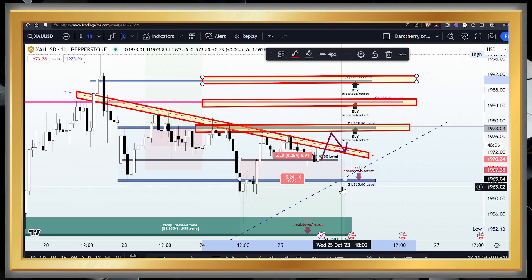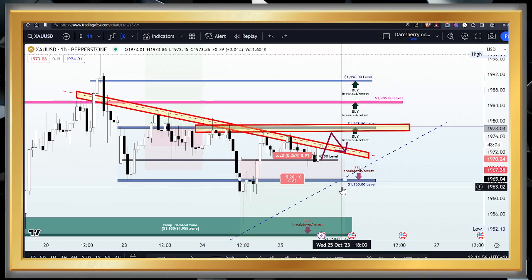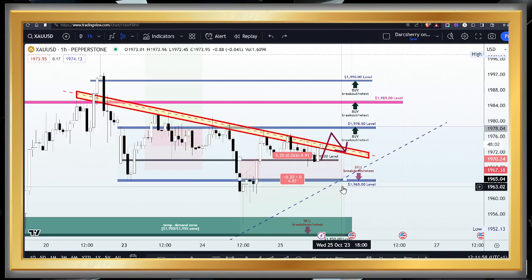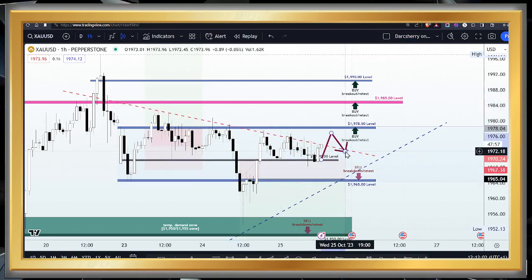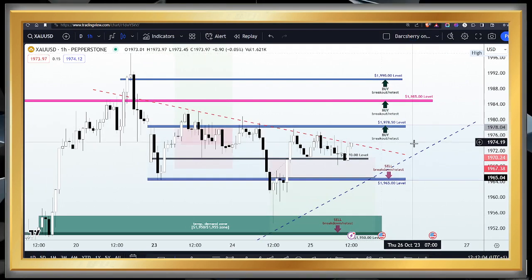So let's see how this will play out in the next 24 hours, and we shall be back here again to review how well these assets have been doing. So this is my view here on the XAUUSD.